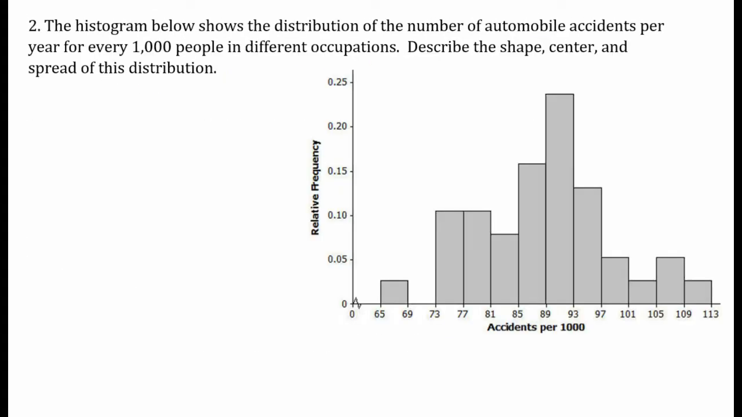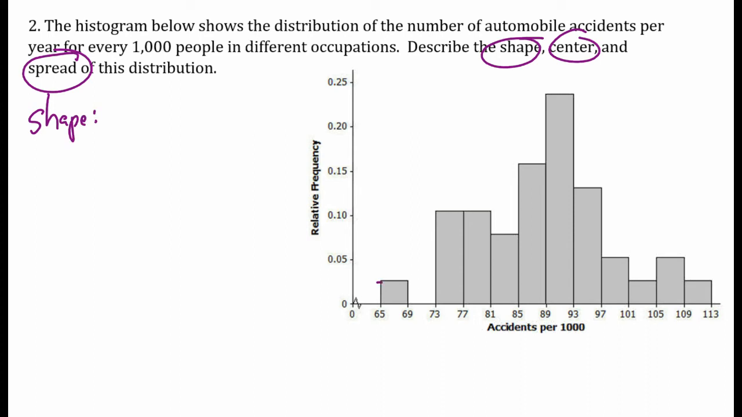Number 2, the histogram below shows the distribution of the number of automobile accidents per year for every 1,000 people in different occupations. Describe the shape, center, and spread. So in stats, when we look at distributions, we need to be thinking of these 3 components: shape, center, and spread. So shape's important. Shape's important because we like dealing with symmetric things.